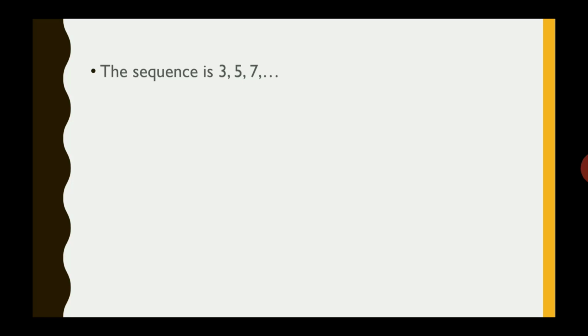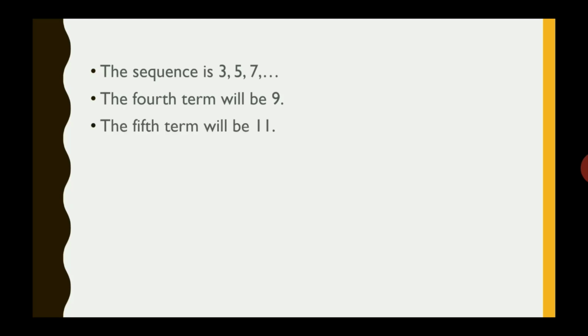So, let's see if there is any special order here. We have seen it is 3, 5, 7. That is actually adding 2 to each term. When we add 2 to 3, we get 5. When we add 2 to 5, we get 7. So, what will be the fourth term? We just add 2 to 7, so the fourth term will be 9. And what about the fifth term? Then we add 2 again to 9, that will be 11. Now we have got the sequence. It will be 3, 5, 7, 9, 11, and we have the position of each term.